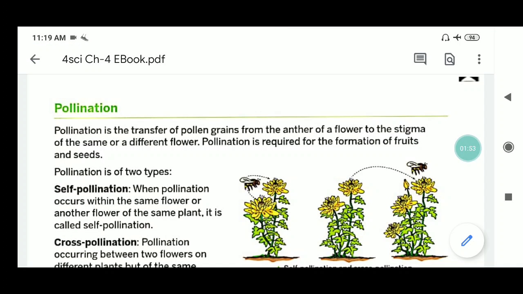Now we will discuss self-pollination. What is self-pollination and how does it occur? Self-pollination is a type of pollination in which the pollen of a flower falls on the stigma of the same flower. This takes place in a complete flower. This type of pollination is simple and quick. Some plants that show self-pollination are peanut, peas, wheat, barley, etc.